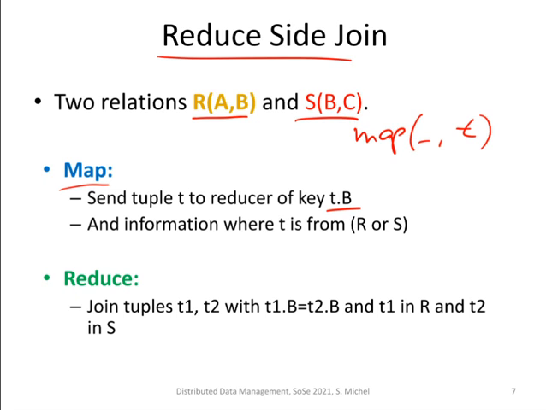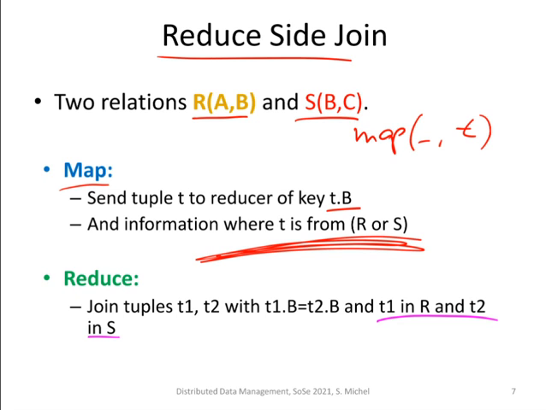And additionally, we have to also include the information where the tuple is from, because we do not want to join at the reducers tuples from S with tuples from S and tuples from R with tuples from R. We want to join tuples from R with S, right? So the reducer receives these tuples and makes sure that we are not joining the relation itself.